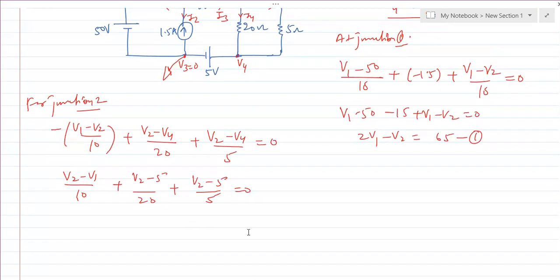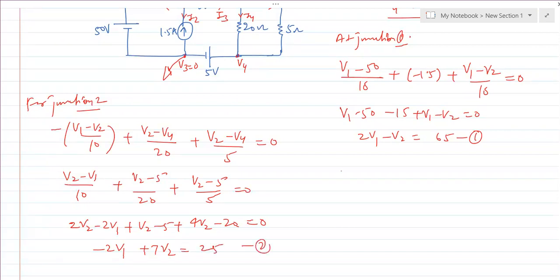Considering the LCM 20, we solve this and get 2V2 minus 2V1 plus V2 minus 5 plus 4V2 minus 20 is equal to 0. Simplifying, the equation we get is minus 2V1 plus (2 plus 1 plus 4, that is) 7V2, and the constants are minus 25, which becomes plus 25 on the other side. This is equation number 2.